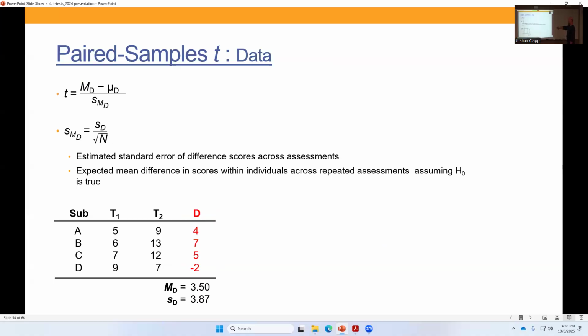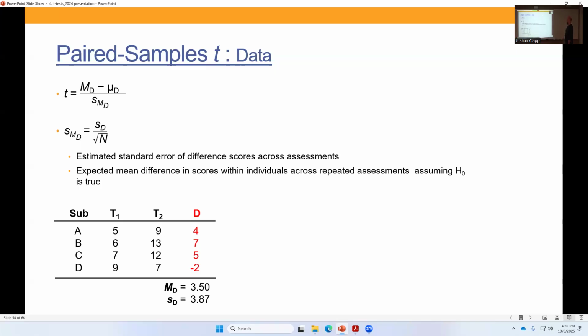The standard error of the mean difference is just going to be the standard deviation of the difference scores, divided by the square root of n. It's the estimated standard error for the difference scores across assessments. If I were to take all possible samples that could be drawn from the population, I would look at those difference scores. How much would I expect those difference scores to jump around across repeated replications?